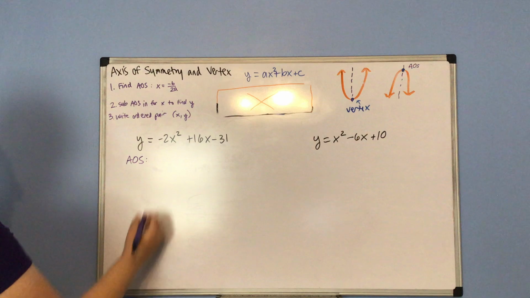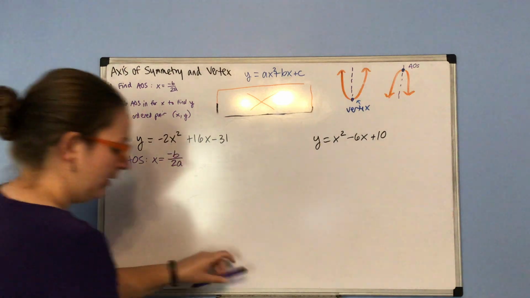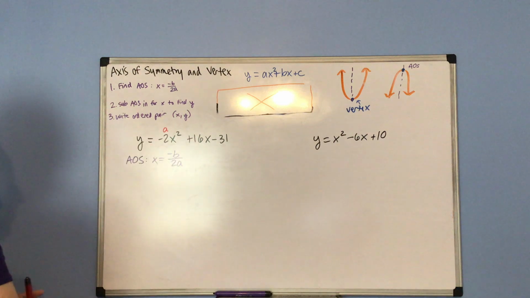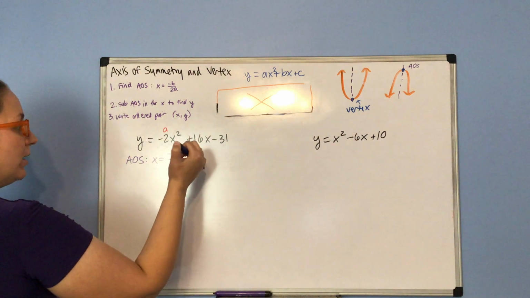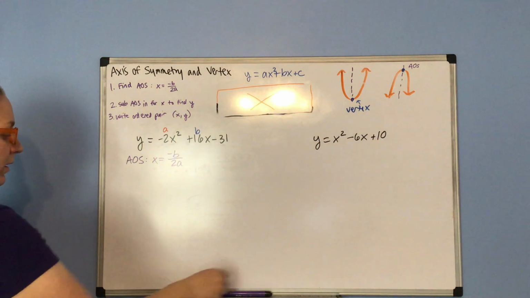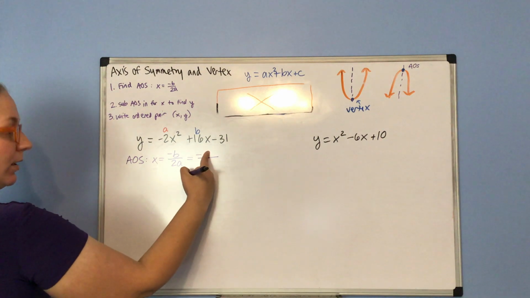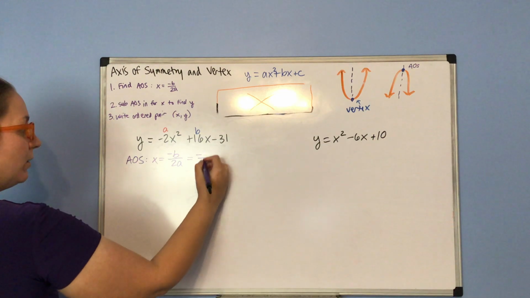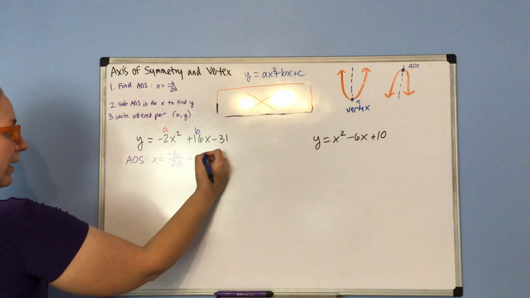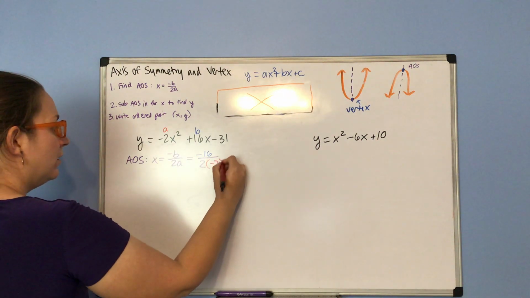Let's try it out with this first example so we can see this in context. To find my AOS, it's going to be x equals negative b over 2 times a. In this particular problem, the number in front of x squared is negative 2, so negative 2 is a. The number in front of regular x is 16, so 16 is b. So plugging that into my formula, it's always going to be negative whatever you have for b up top over 2 times whatever your a is on the bottom. That's how the formula works. Since b is 16, it's going to look like negative 16 over 2 times a, which is negative 2.